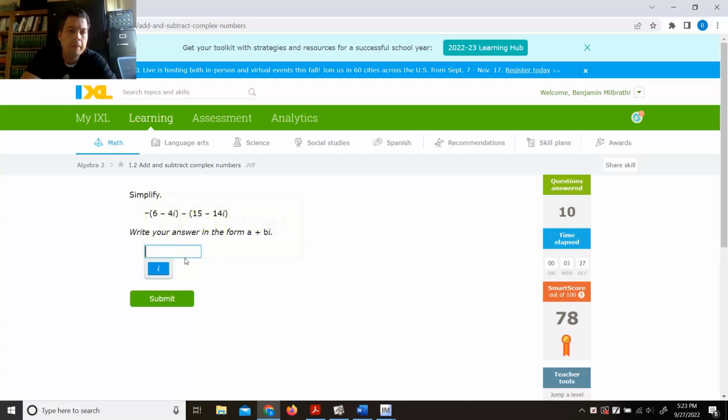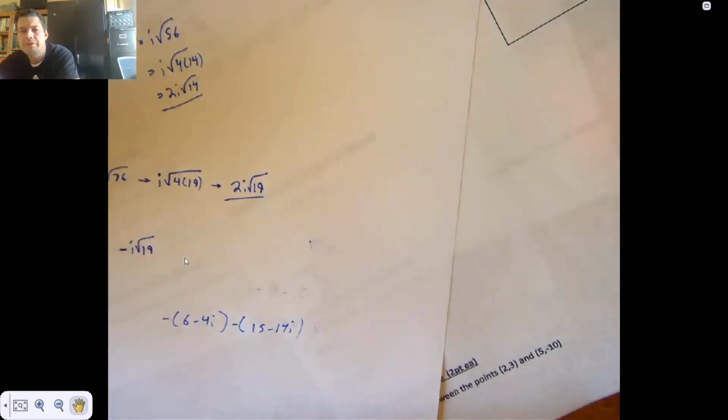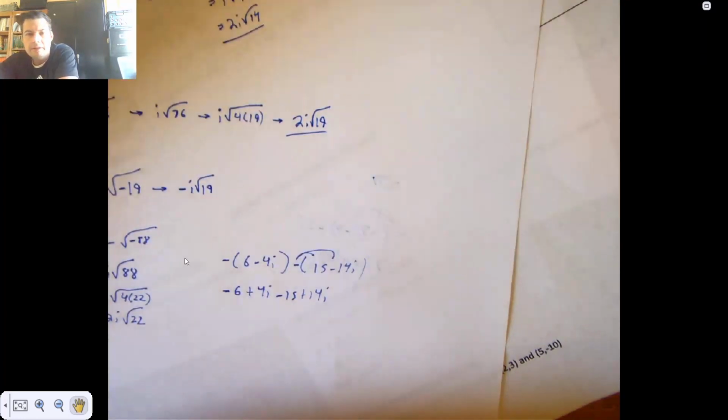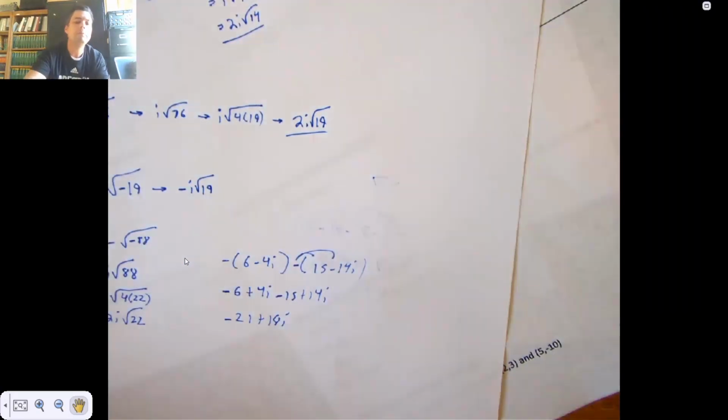Brilliant, apparently. This one would throw some kids off. It's worth talking about. This is negative 6 minus 4i, and I'm writing it down off to the side, minus 15 minus 14i. And really all you've got to do is make sure you distribute your negative symbol. Negative 6 plus 4i minus 15 plus 14i. That's the big deal. Distribute that negative. You'll be fine. Negative 6 minus 15 is negative 21. And 4 and 14 makes 18. So the correct answer should be negative 21 plus 18i.